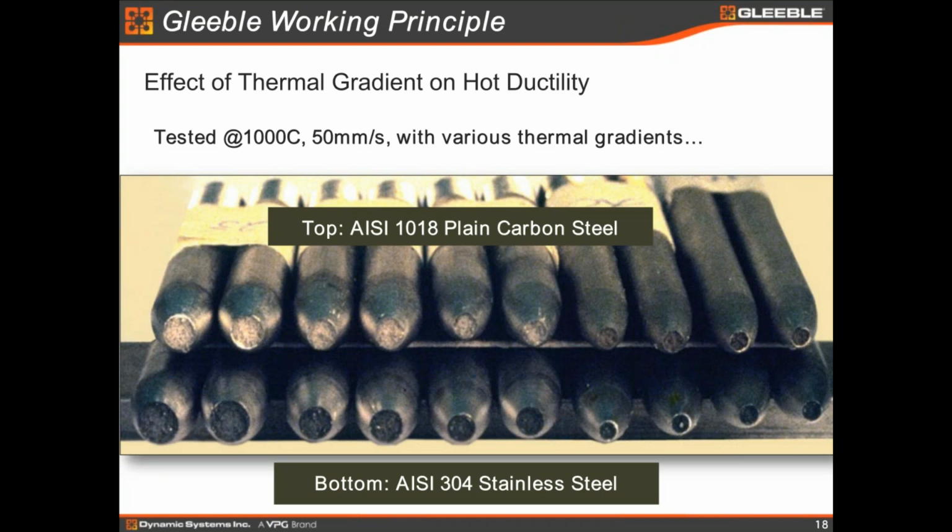I put this on here because, as you see, these are 2 types of materials. The top one is a 1018, very simple plain carbon steel. The bottom one is a 304 stainless steel. But you look at it, and you will see that the reduction of area is different from left to right, for both materials. But you have to notice these specimens are tested under the same two conditions: 1000 C, 50 millimeter per second.